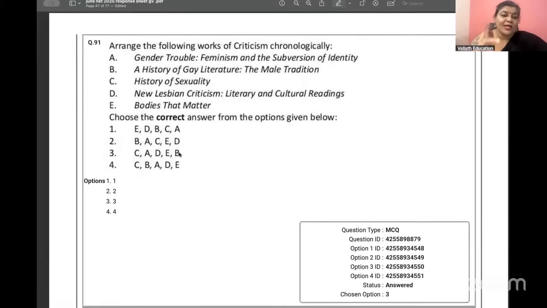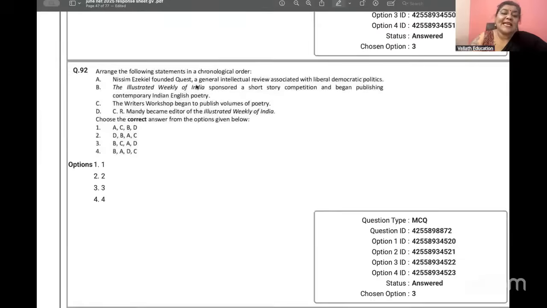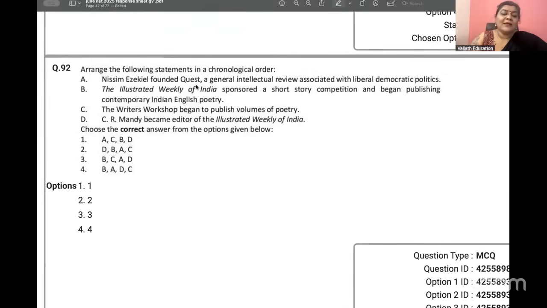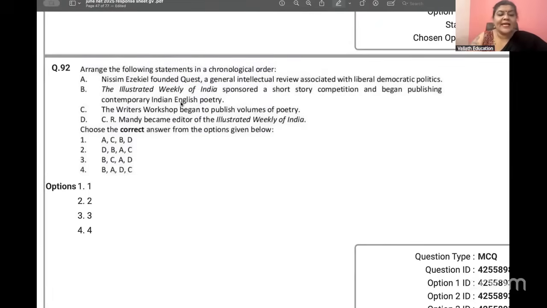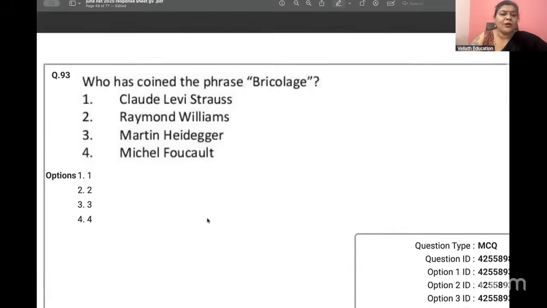Usually, when you are in trouble and one C is involved, you should choose C. Now, Nissim Ezekiel founded Quest. So this is Indian literature, but journals, Indian literature and journals and Writers Workshop also. If you don't study, you will not know. This is not easy. Okay, next one. It's not easy. I'm not blaming you.